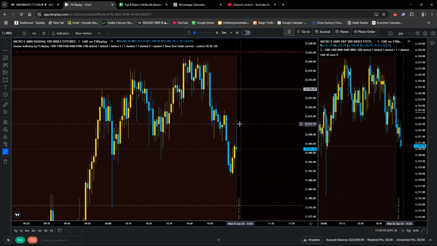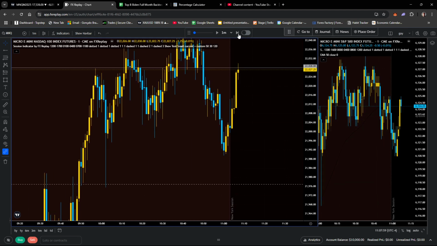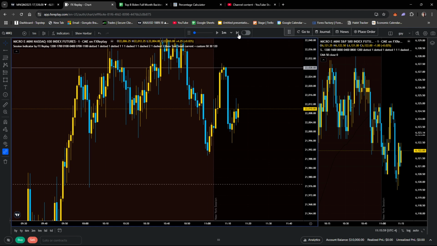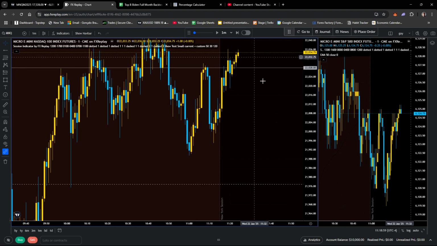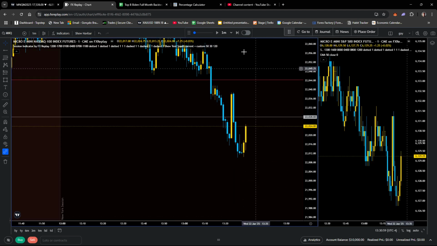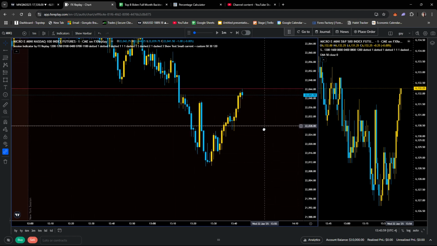So this is still too choppy for me to look for positions here. This looks nicer to sell, but still not convinced. Let's go to the next session. If it's choppy, stay away. You'll give majority of your money back. It's not worth it.